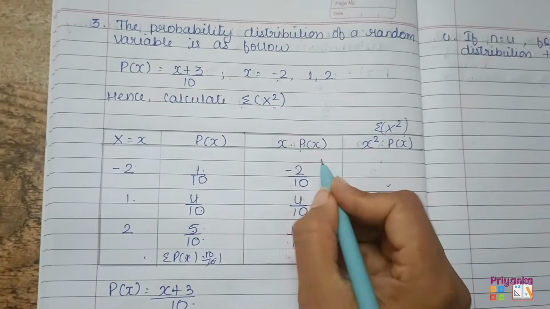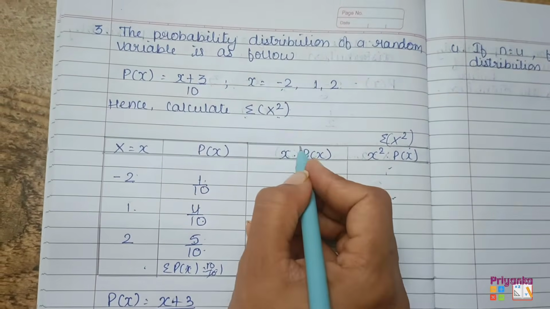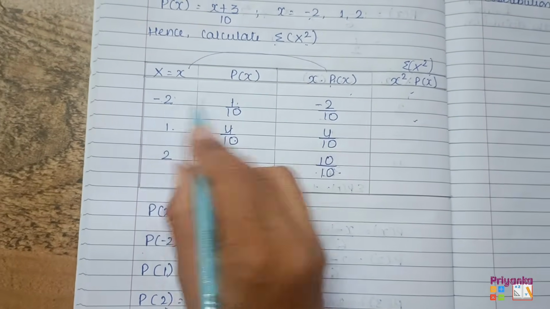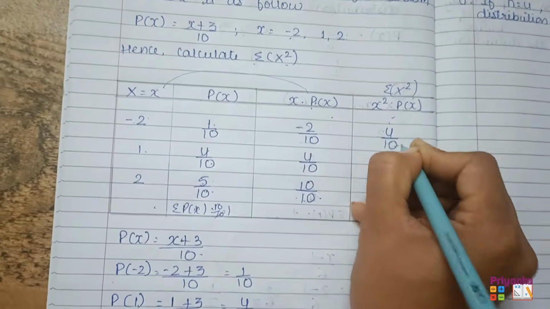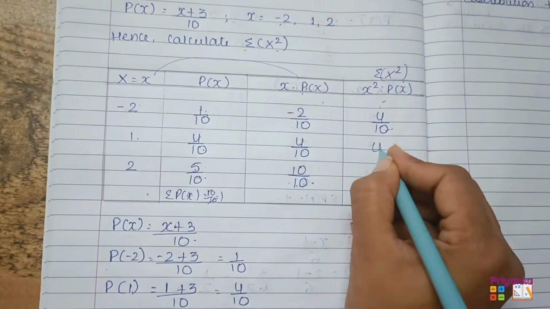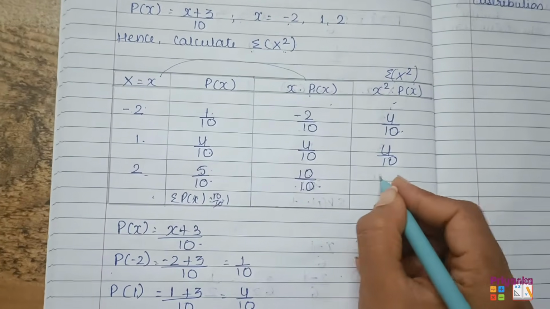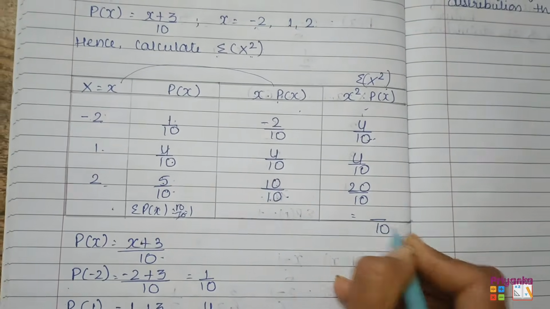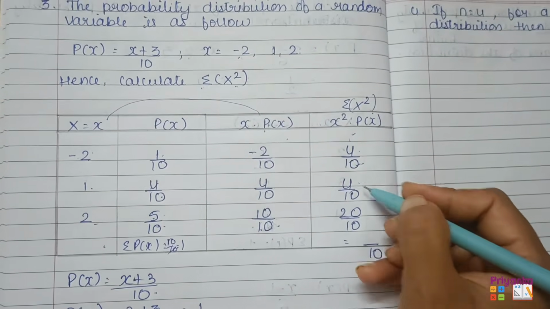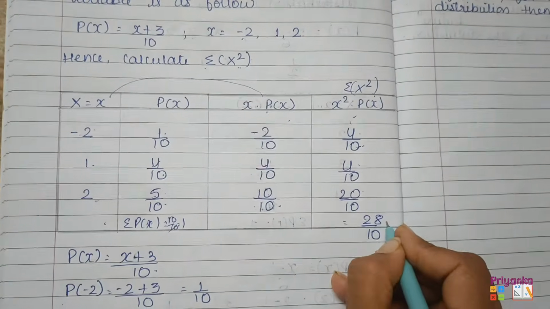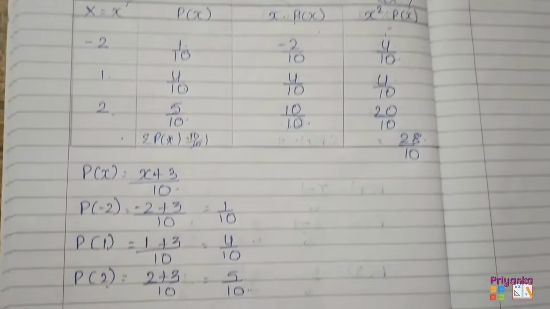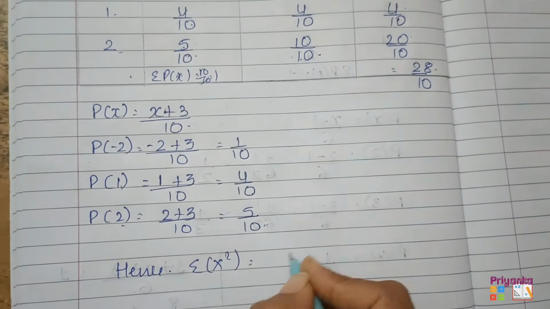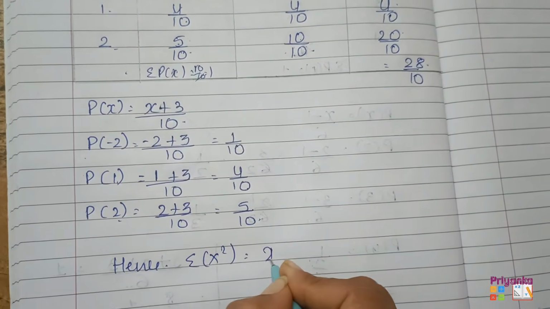So the question does not ask you the mean, it asks about this. So this column will get multiplied with here. That is minus will convert into plus, so 2 2s are 4 upon 10. 4 1s are again 4 upon 10. 10 2s are 20 upon 10. So if we get the total, the denominator is 10, but the numerator is 4 plus 4 plus 20, it is 28. So therefore, hence sigma square obtained is 2.8.